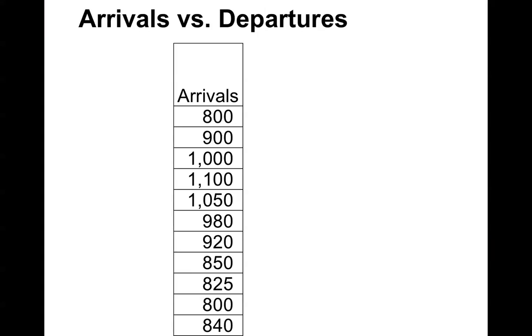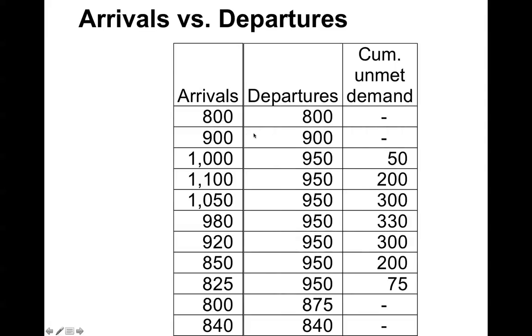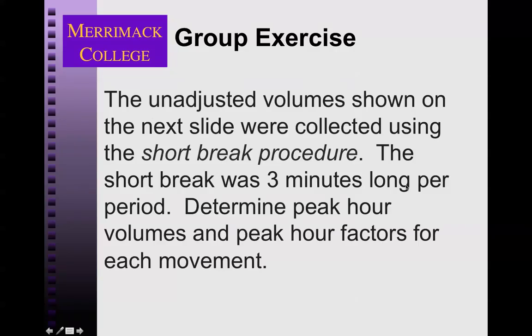So the arrivals and departures, if these are the arrivals, and I have departures like this, then I have unmet demand. And what happens? That forms queues, right, lines at the intersections. We're not counting the arrivals by default, but at a very busy intersection we might choose to do so.